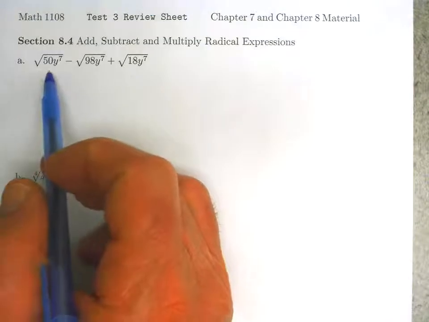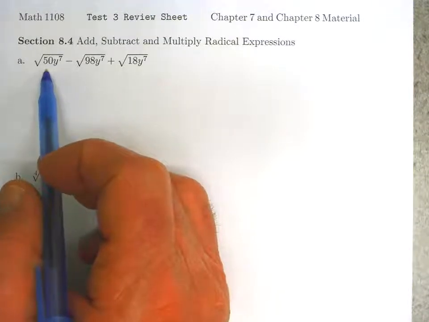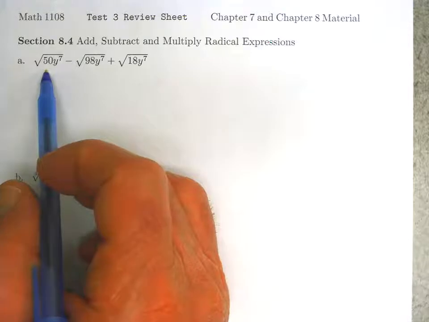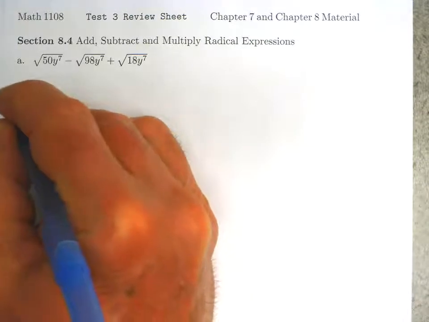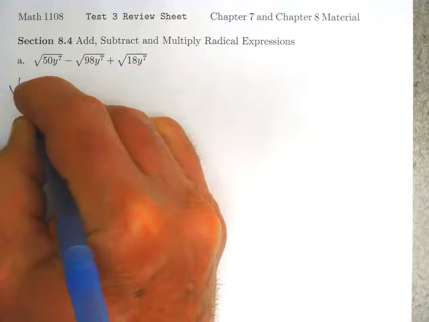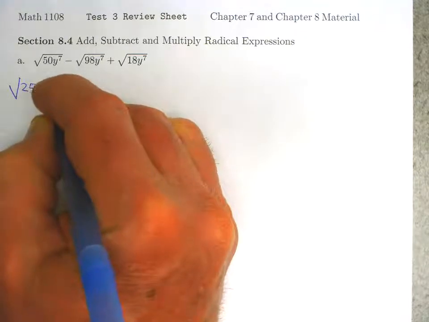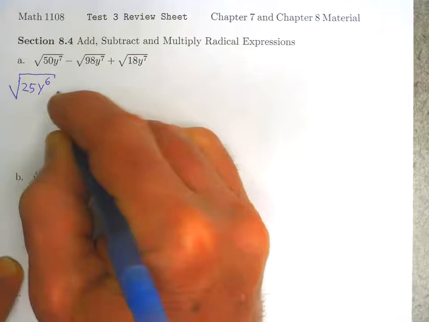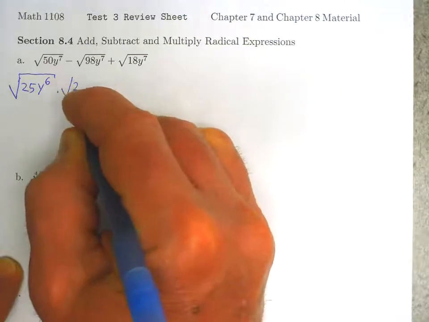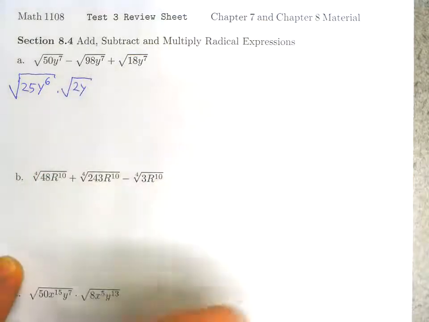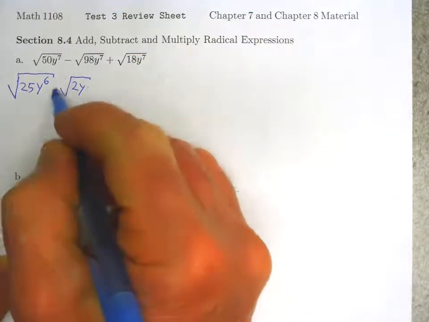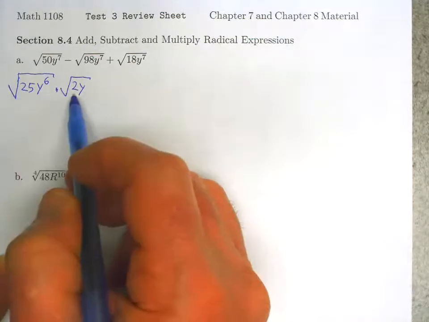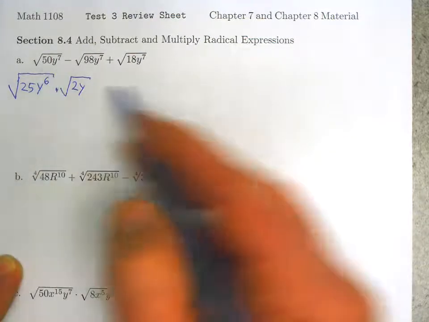The square root of 50y to the 7th. The largest factor of 50 that's a perfect square is 25. The largest factor of y to the 7th that is a perfect square is y to the 6th. So we will rewrite this as the square root of 25y to the 6th times the square root of 2y. And remember, you can always verify by multiplying that you're breaking them apart correctly. 25y to the 6th times 2y is 50y to the 7th.